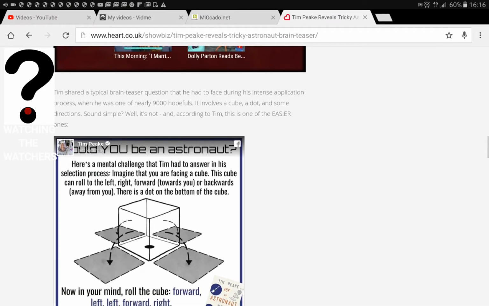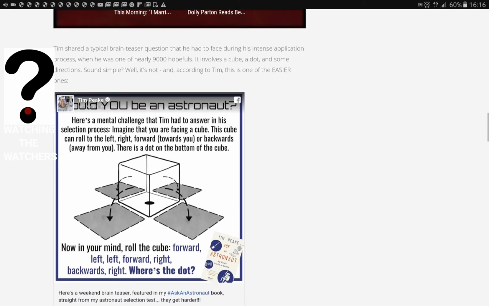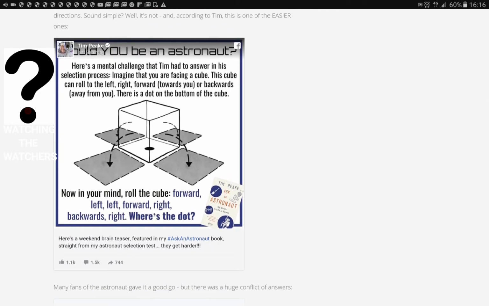Here's a mental challenge that Tim had to answer in his selection process. Imagine that you are facing a cube. This cube can roll to the left, right, forward, towards you, or backwards, away from you. There is a dot on the bottom of the cube. Now, in your mind, roll the cube forward, left, left, forward, right, backwards, right. Where is the dot?